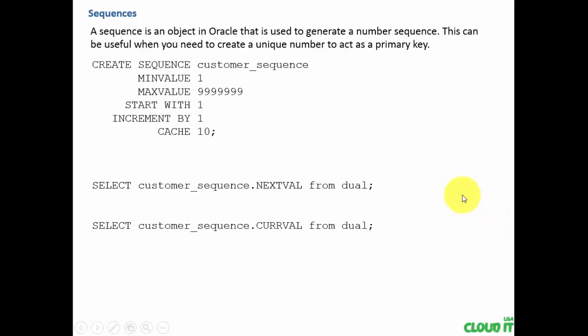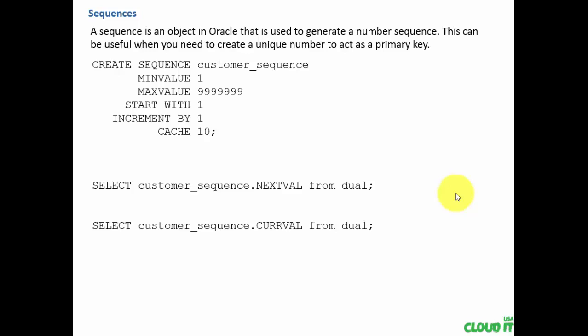In this section, let's learn about sequences. What is a sequence? A series of numbers or a series of alphabets. When you say a series, it's like 1, 2, 3, 4, or it can be 10, 20, 30, 40. It's a series of numbers. Just like that, what if you want to create a series of numbers in a database?